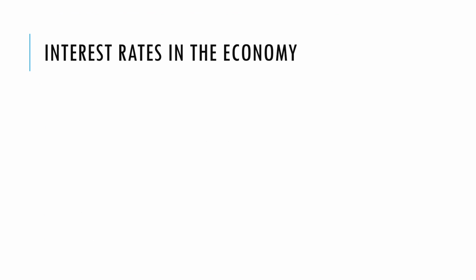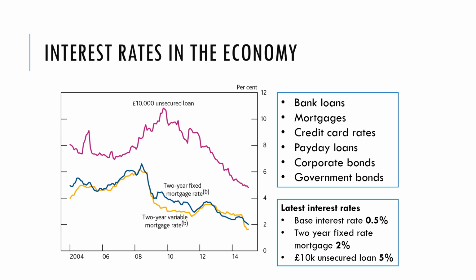Now, the base rate of interest influences many of the interest rates in the economy, and there are lots of different interest rates. Bank loans have slightly different interest rates to mortgages, which will have slightly different interest rates to credit cards, payday loans, and other ways of borrowing or lending money. So, for example, a base rate of interest might be 0.25%, but a 2-year fixed rate mortgage might be 2%. What is important that we recognize is that the base rate of interest, whether that goes up or down, has an impact on these other ones within the economy. They tend to go up and down following what's happening to the base rate of interest.